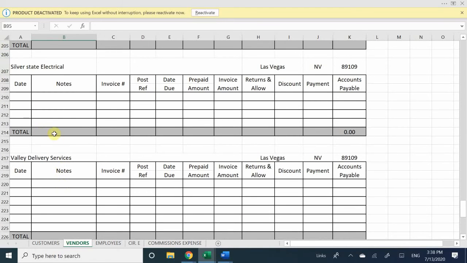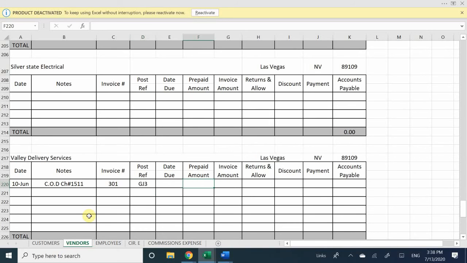Valerie Delivery Services is right here. It should be your last page. Okay, so 610. Any notes? No notes. I guess you could just write COD, and you can write check number 1511. Invoice number was 301. Post reference, General Journal number 3.